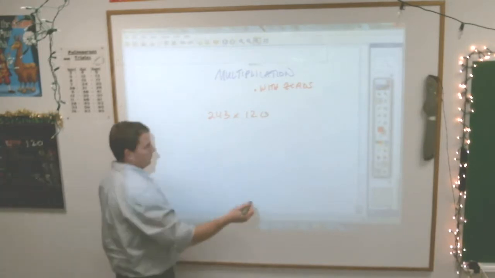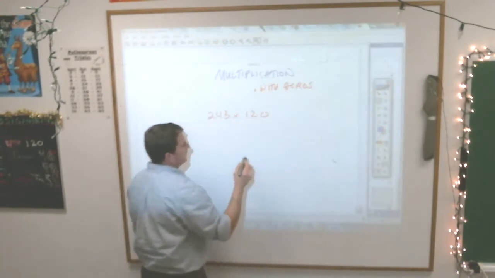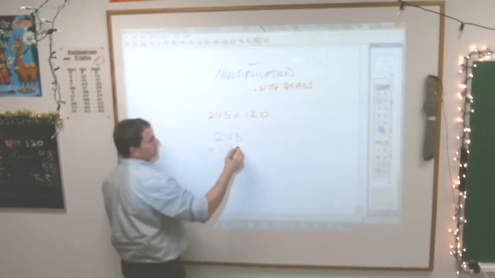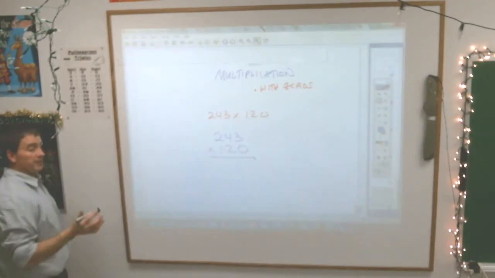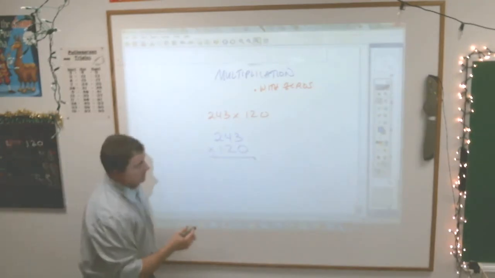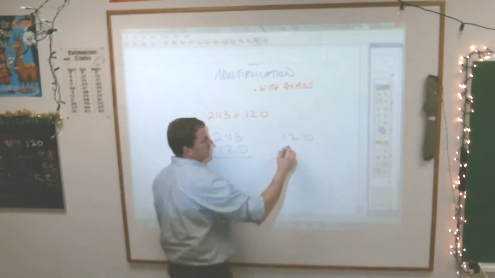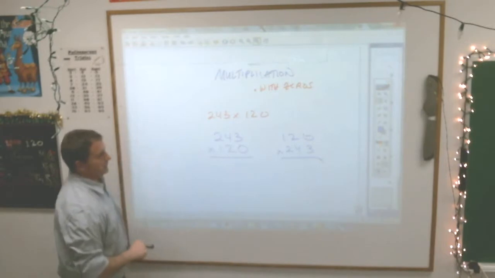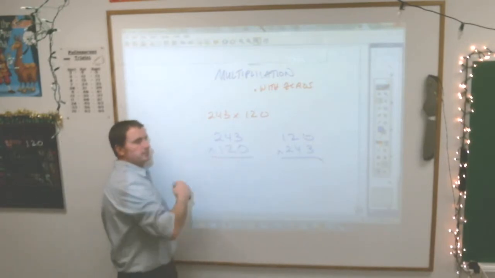First thing we do is write that somehow up and down, right? 243 times 120. Which, by the way, if zeros really bother you, you could always flip these two around and multiply 120 times 243. You'll still get the same answer. That way you don't have to deal with the zeros here. Thoughts on what to do with the zero here? What would you do, Grace?